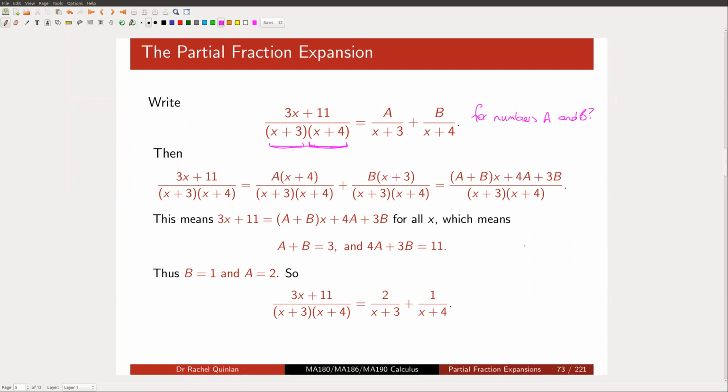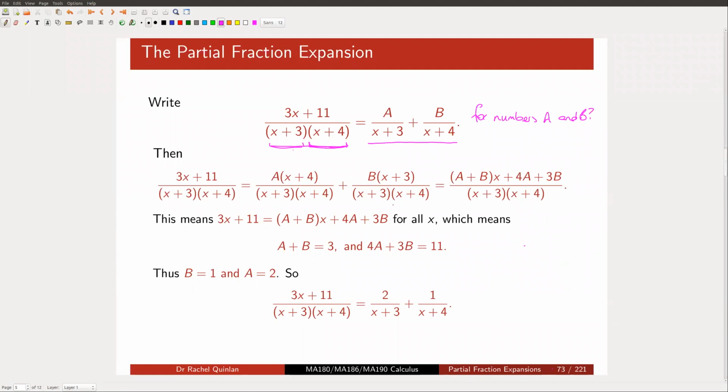Well, if we imagine that we can satisfy the equation written in the top line, and take the right-hand side of it, bearing in mind that we don't know yet what a and b are, and rewrite it as a single fraction with common denominator x plus 3 times x plus 4, and with a numerator which involves a and b, then a over x plus 3 is a times x plus 4, over x plus 3 times x plus 4. Similarly for b over x plus 4, we can write that with the denominator x plus 3 times x plus 4.